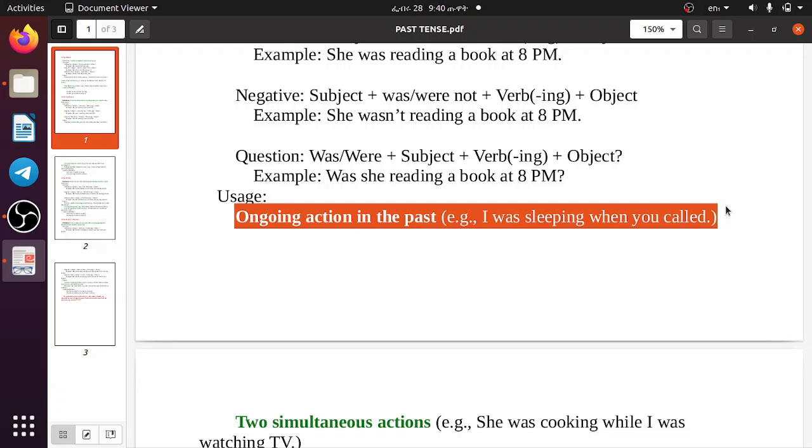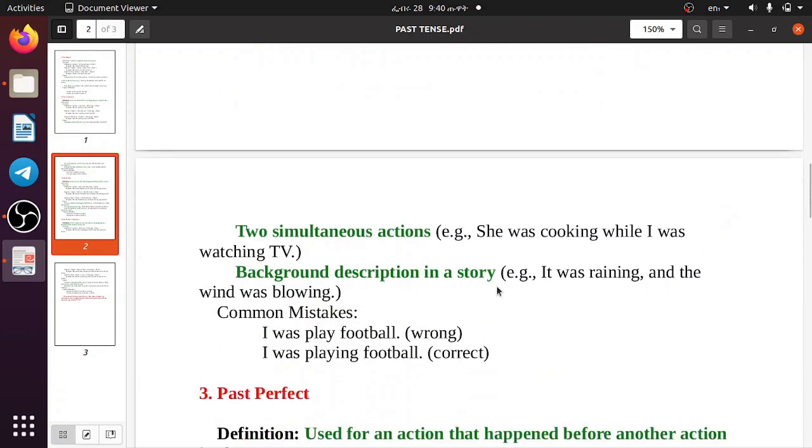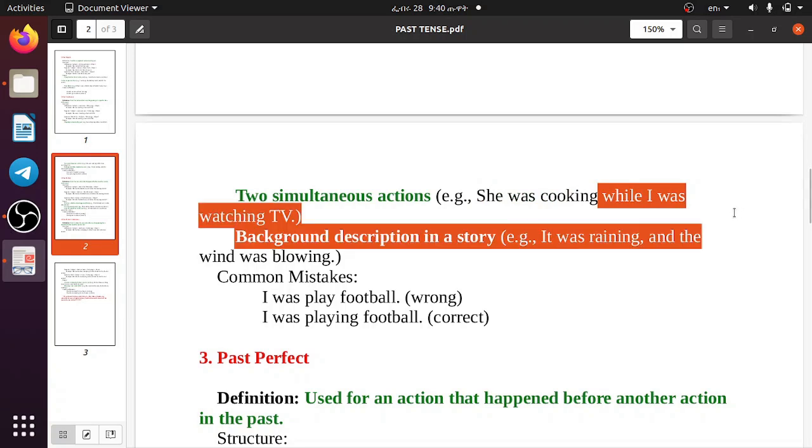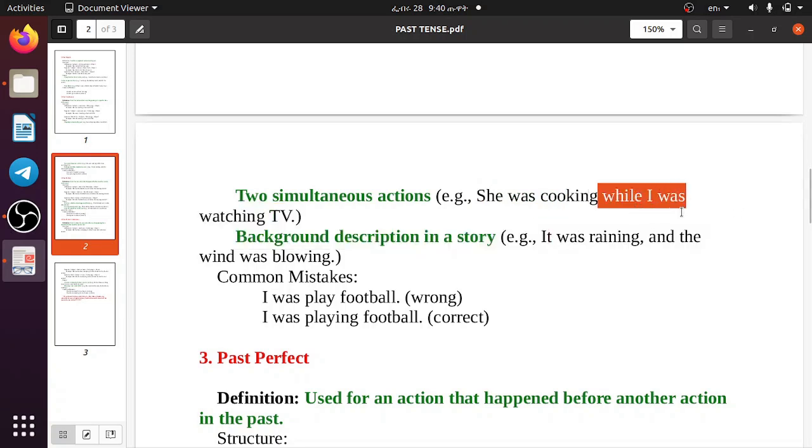The second one, two simultaneous actions. For example, she was cooking while I was watching TV. This is simultaneous action. The actions happen at the same time, but one action is followed by another action. This is the second usage of past continuous tense.